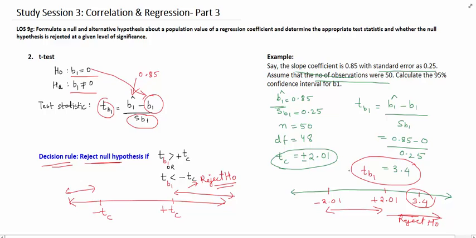Since we reject the null hypothesis, we say that b1 is not equal to 0, or the slope coefficient is significantly different from 0, or that the variation in x is significant in explaining the variation in y. So just see that using the confidence interval or the t-test, we reached the same conclusion. So basically you can use any of them to test the significance of the independent variable.